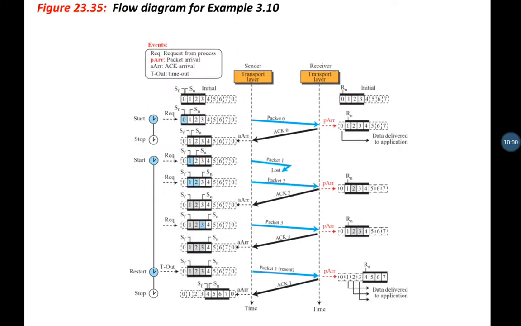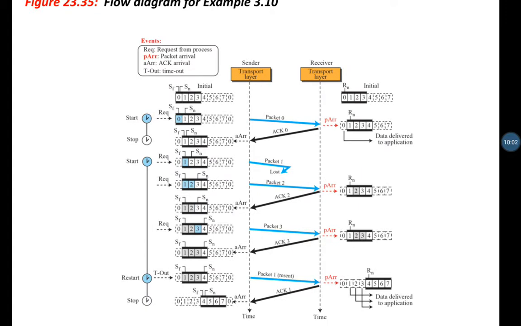So this is the flow diagram which I have described. Packet 0 is sent, for which an acknowledgement is received. So the outstanding SF moves to 1 now. Packet 1 is sent, but the packet itself is lost. So it sends packet 2, which is in the send window.